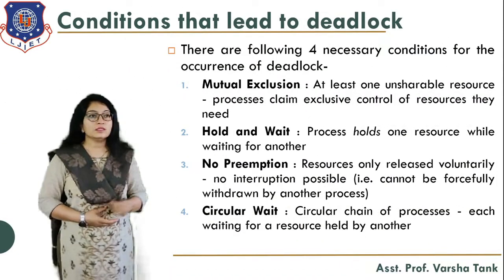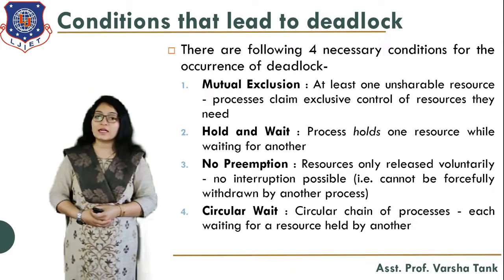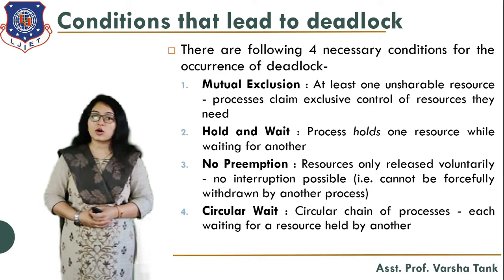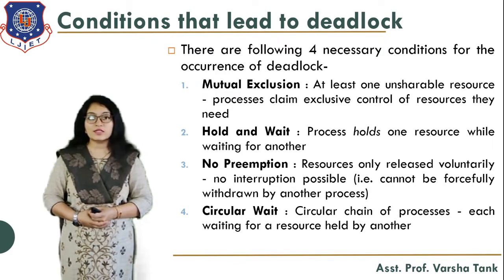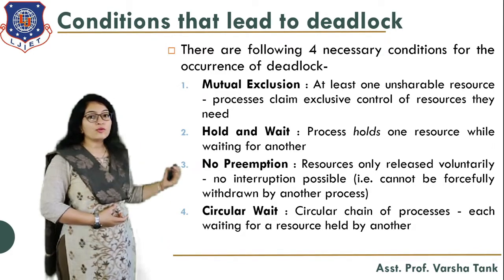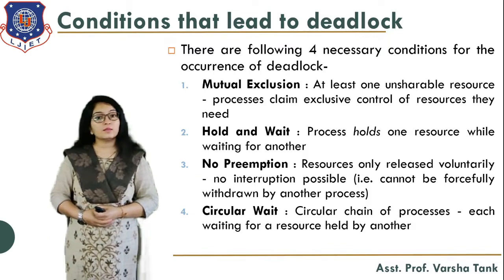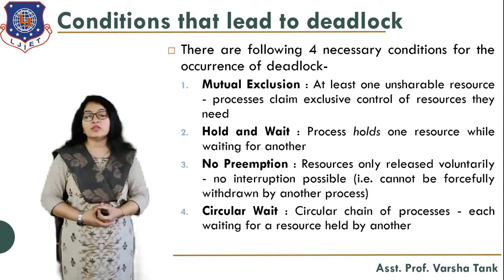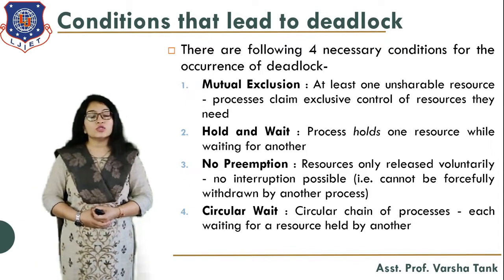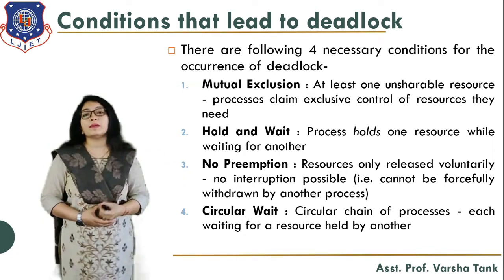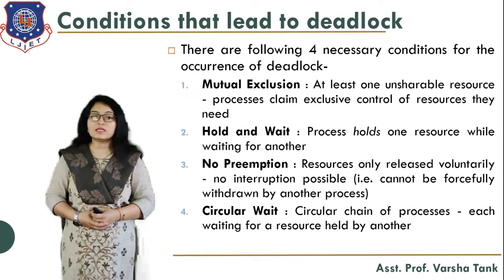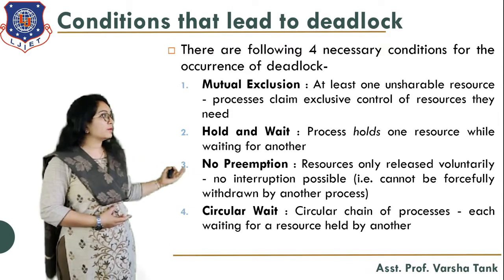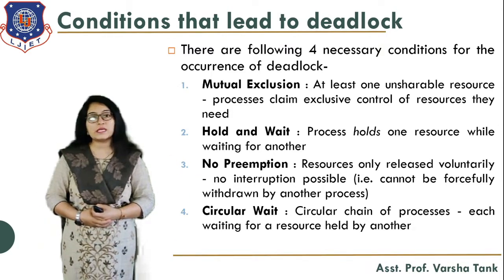First of all, our topic is the conditions that lead to deadlock, or we can say the necessary conditions for the occurrence of deadlock. So which are those conditions? Let's see. There are four conditions in total: one is mutual exclusion, then hold and wait, then no preemption, and then circular wait. If these conditions are present in the system, then we can say that there is a deadlock in the system. Let's have a brief description of it, then we will see it in detail.